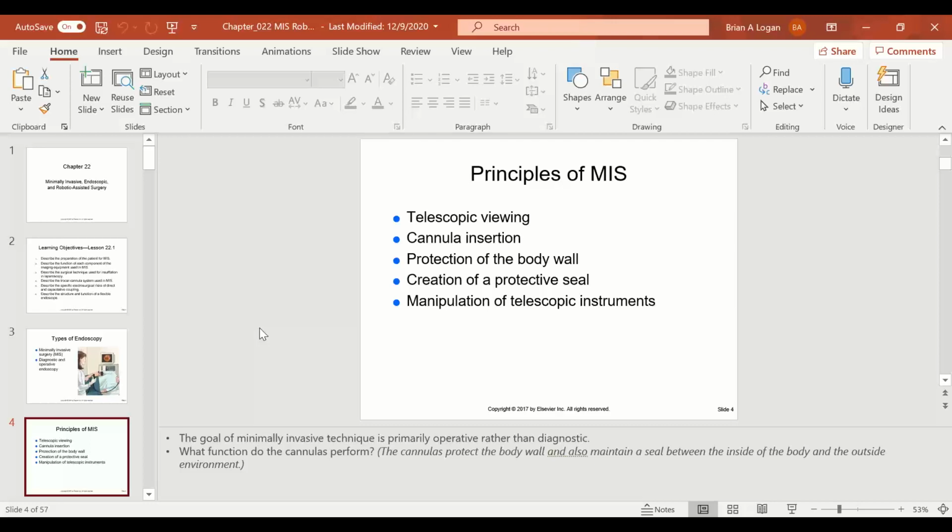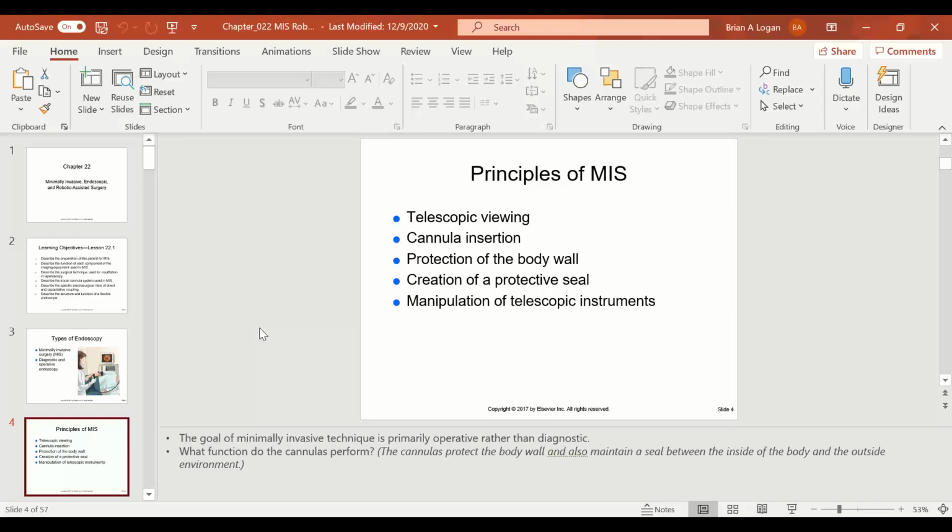We have to provide protection for the body wall. The cannula helps do that with the in and out of the instruments, but we also do that through an insufflation or a distension of an area. The difference between insufflation and distension is that insufflation is done with a gas. Distension is done with a fluid.